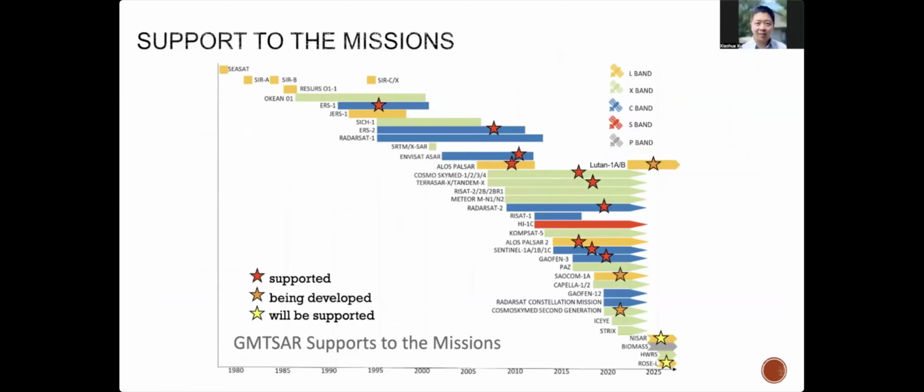On the aspect of mission support, here's a figure with past and some of the future missions. You may recognize some of them, like ERS or ENVISAT, and also ALOS or COSMO-SkyMed, and Sentinel, and so on and so on.